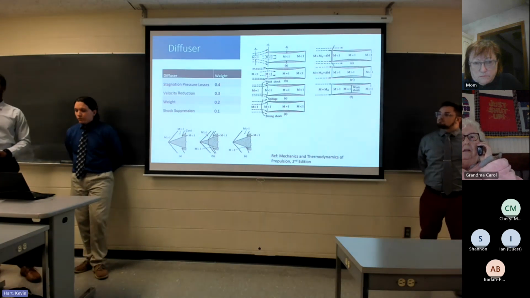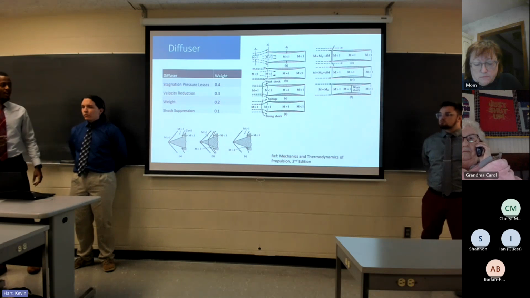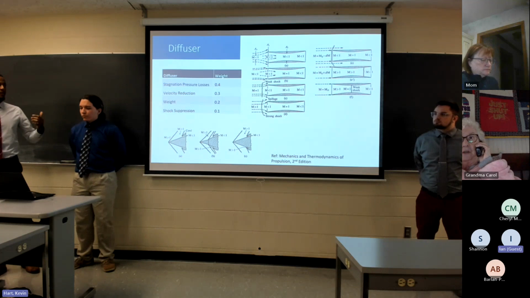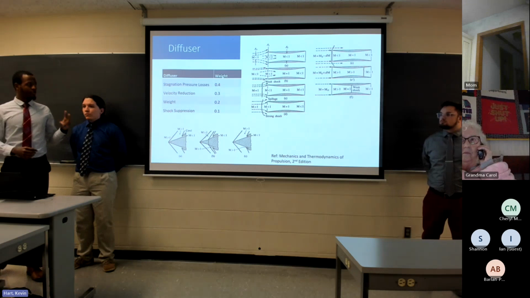So first we have the diffuser. The diffuser is responsible for slowing down the flow coming into the engine, and also reducing the stagnation pressure losses that happen when you have flight over Mach 1. So we looked at two different designs.